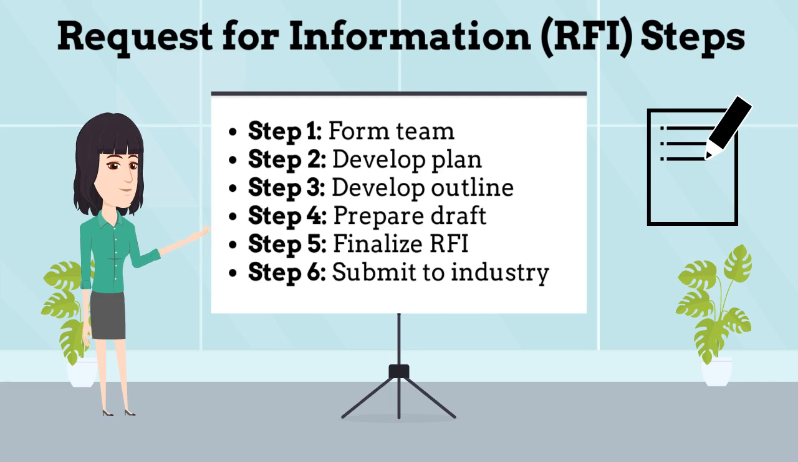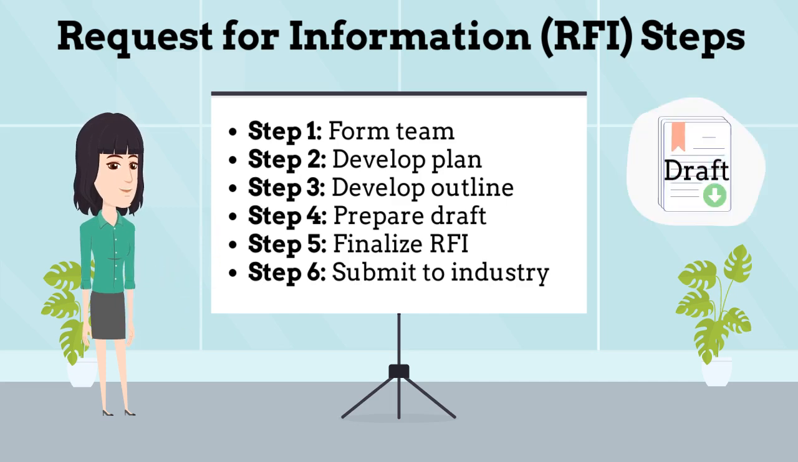Step 3. Develop the outline. It is best to use a template because this will ensure all content will be included in the RFI. Step 4. Prepare the draft. The first rough draft is prepared by team members and reviewed by the program manager and stakeholder to ensure it will obtain all the information that is needed from suppliers.